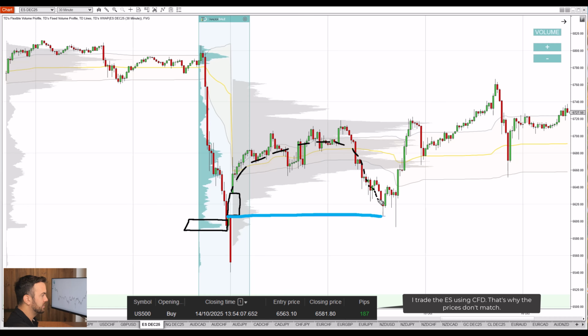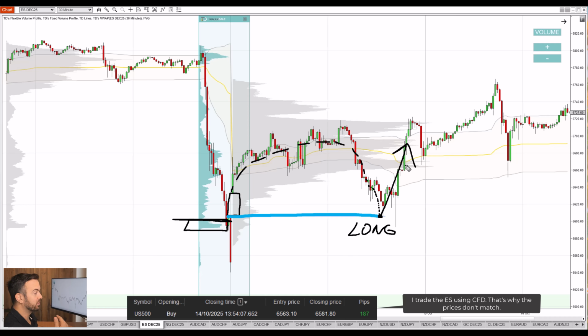So you want to see the gap filled like this, and then the price hits the beginning of the heavy volume zone. That's your long trade entry. And you go long from there. That's how you trade this setup, right?